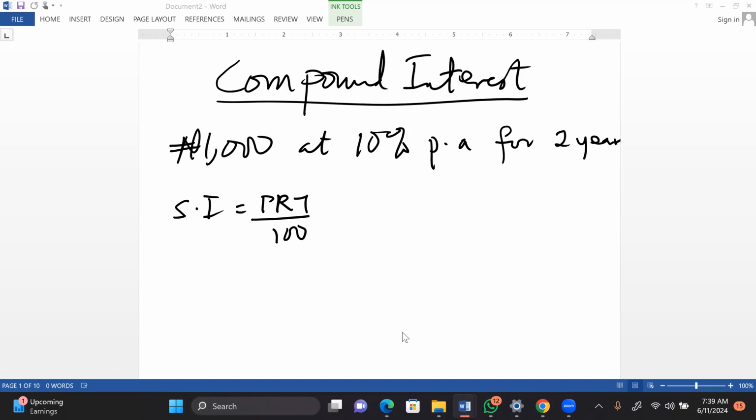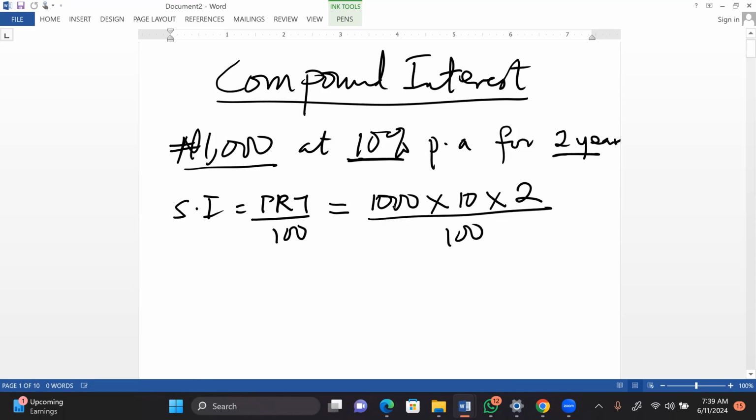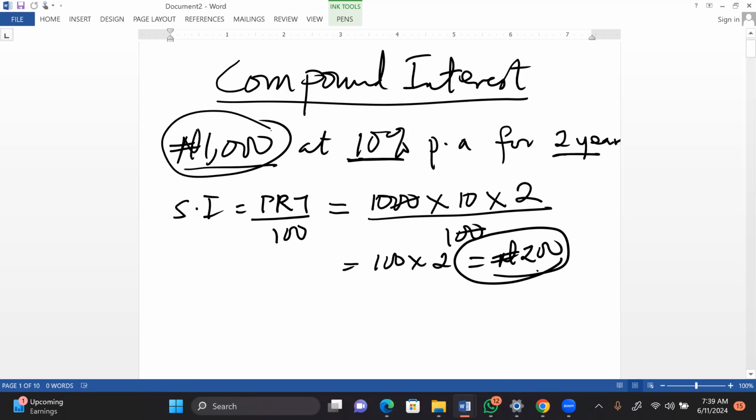All right, so under simple interest, what we're going to do straight is find the interest. The principal here is 1,000, multiplied by the rate, 10, by the number of years, which is 2, everything divided by 100. So this 0 will cancel this 0. We have 10 times 10, that is 100, times 2. That gives us 200. Now, two things here. This is the interest that the customer will receive on the 1,000 he or she has deposited in the bank account.